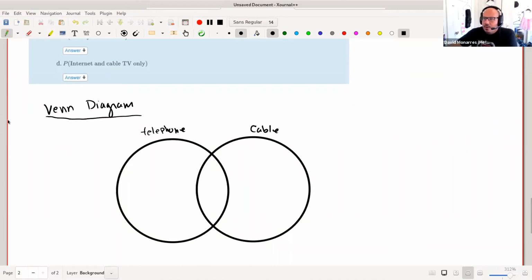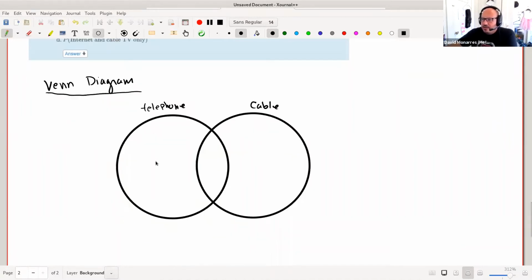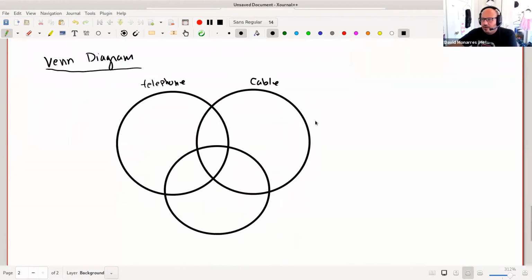Now, we have 3 services here, so I'm going to draw one more circle. That circle is going to intersect with both of the other circles like that. It's going to represent our 3rd service, internet, right here.